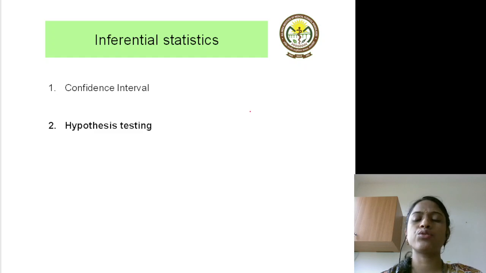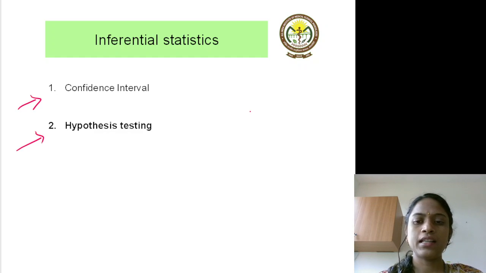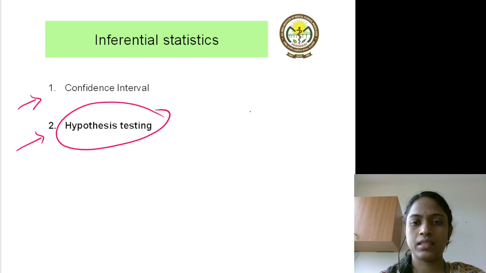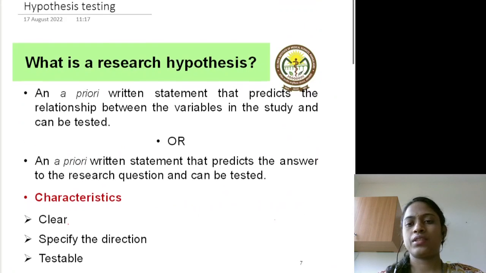How are we going to do the inferential statistics? There are two components: confidence interval and hypothesis testing. Confidence interval will be done separately in another session in detail. So in today's session, we will be dealing with hypothesis testing. We'll see what a hypothesis test is.